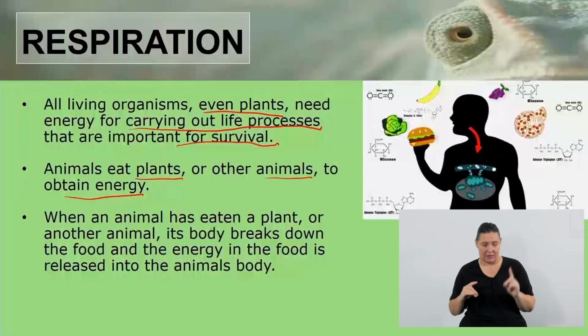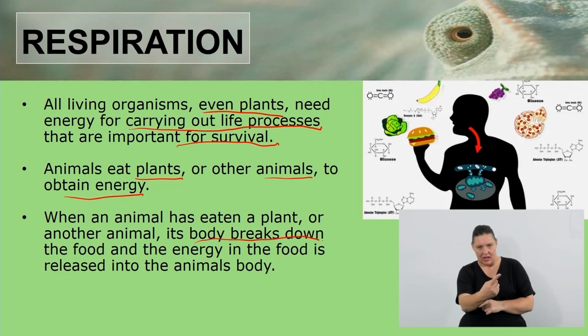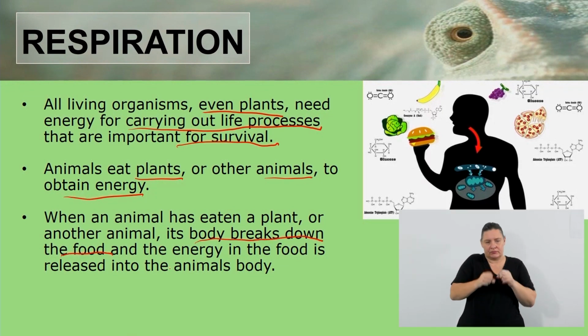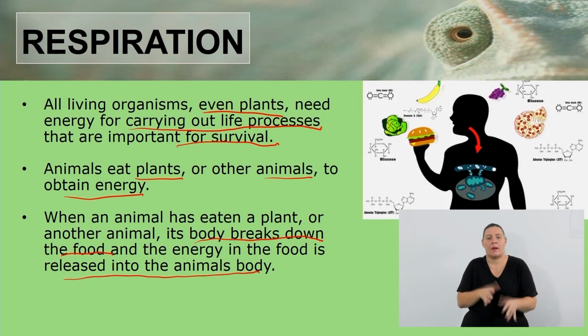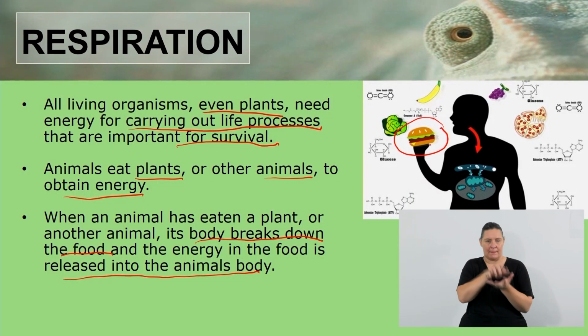When an animal has eaten a plant or another animal, its body breaks down the food, and the energy in the food is released into the animal's body. So that is how the animals get energy from the food. As you can see in this picture, this person is about to eat this burger, which is made up of a patty, which is an animal because it's made of meat, and lettuce, which is a plant.